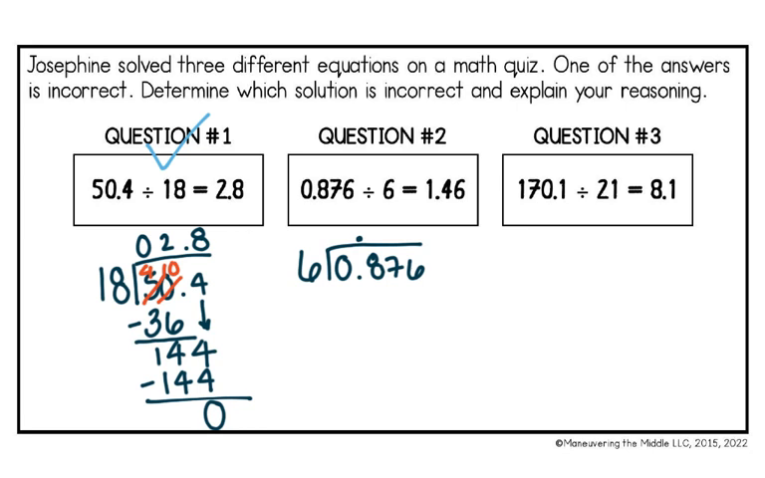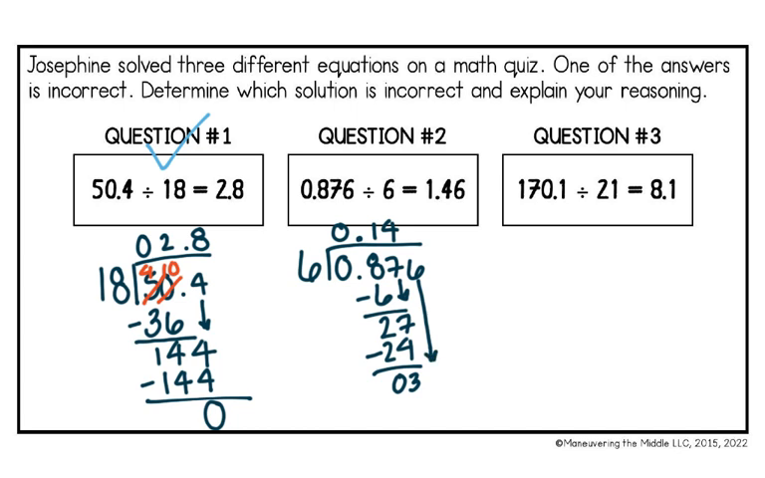6 can't go into 0, so that is 0. Now we're just going to ignore that 0. 6 can go into 8 one time. 1 times 6 is 6. Subtract 8 minus 6 is 2. Bring down the 7. 6 can go into 27 4 times. 4 times 6 is 24. Subtract 7 minus 4 is 3. 2 minus 2 is 0.